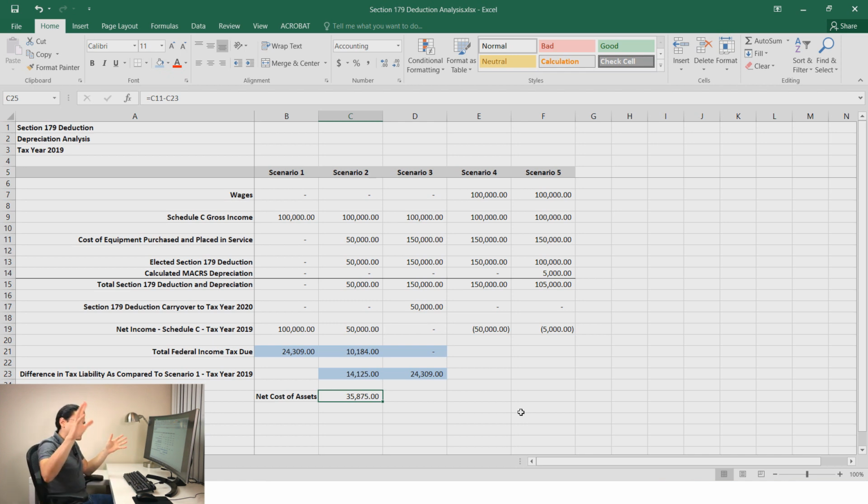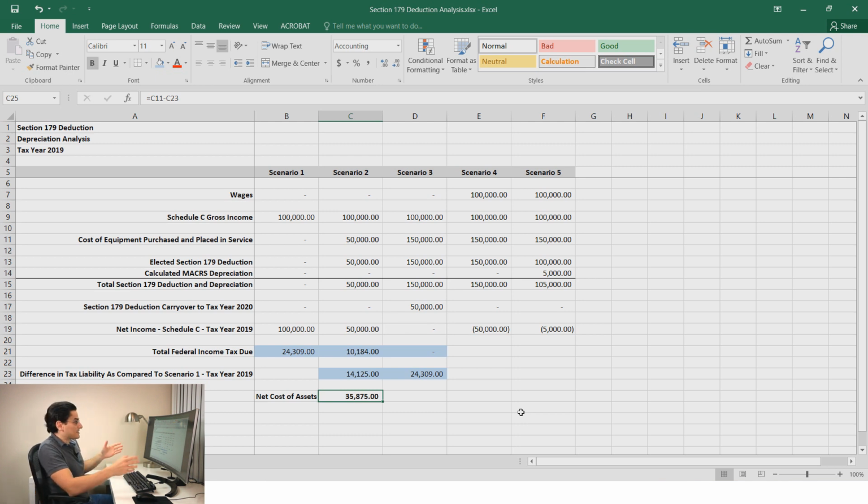Now again, we're not taking into account time value of money. We're not looking at discounted cash flows or anything like that. Let's just keep it real simple and assume that just looking at this tax year in and of itself, it's a pretty significant savings there. And that's why there's such a motivation to use Section 179 and other similar provisions when it's available.